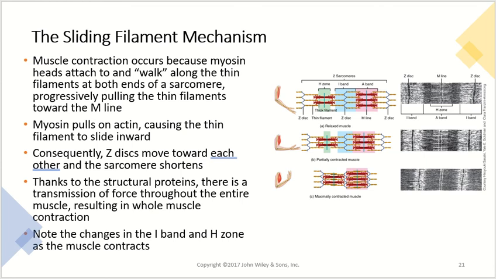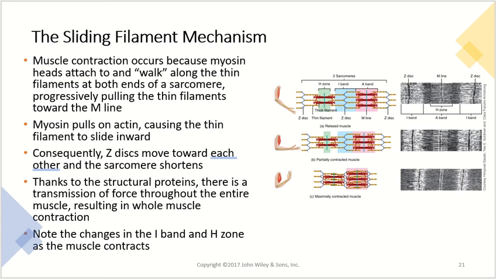So the first mechanism we're going to look at when we talk about contraction and relaxation of our skeletal muscle fibers is going to be the sliding filament mechanism. The muscle contractions are going to occur because those myosin heads are going to attach to and walk, quote fingers, along the thin filaments at both ends of the sarcomere. And this is going to progressively pull those thin filaments towards the M line.